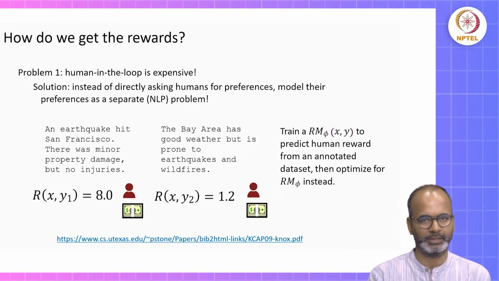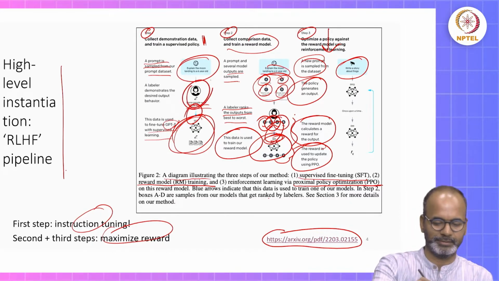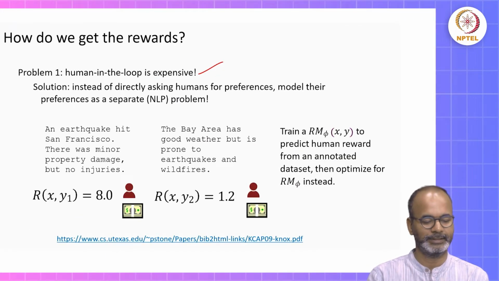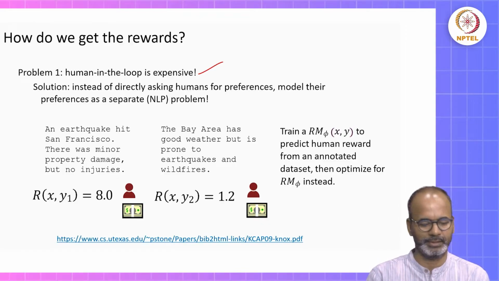How do we get the rewards, right? Human in the loop is expensive, particularly meaning getting every single text, output, tweet, or any data that you want to actually use for modeling, getting them annotated, getting them labeled by users is actually going to be very hard, very expensive, right? Instead, can we actually generate a model that can behave like a human being? So that's the goal here. Instead of directly asking humans for preferences, model their preferences as a separate NLP problem.